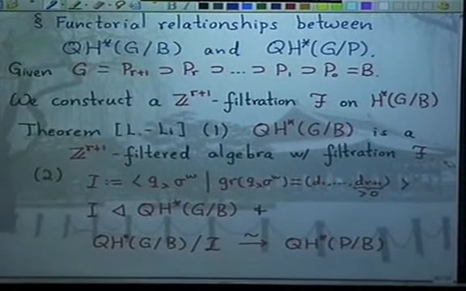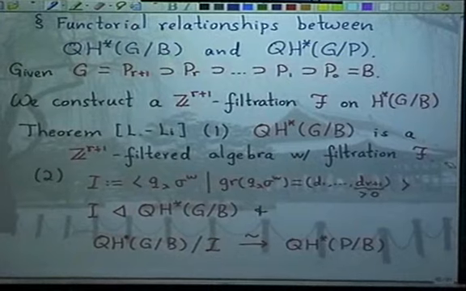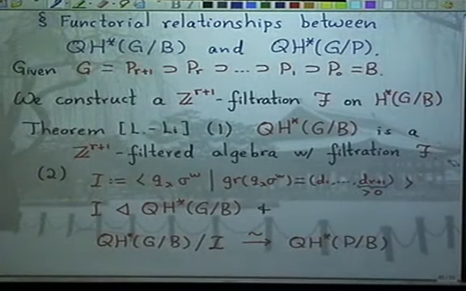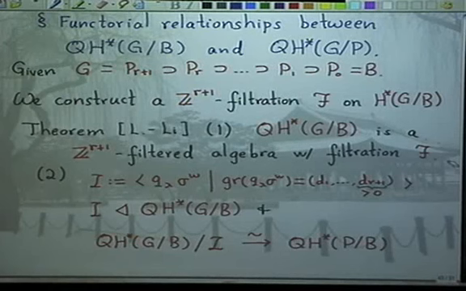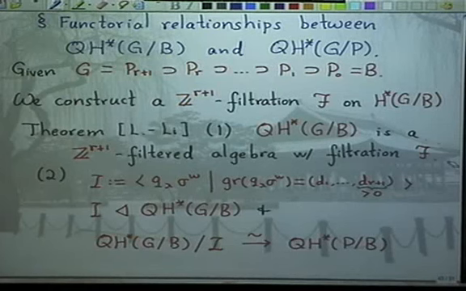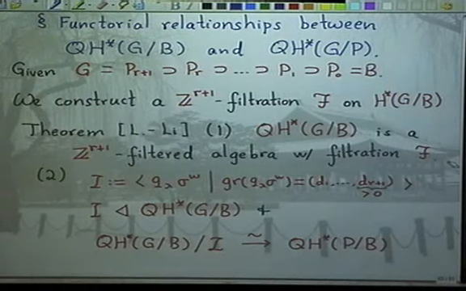Okay, so the next topic, after skipping some of the mirror symmetry part, is to relate these two quantum cohomologies. One is G over B, and the other is G over P. Okay, so this is the result. Let me just state the theorem.